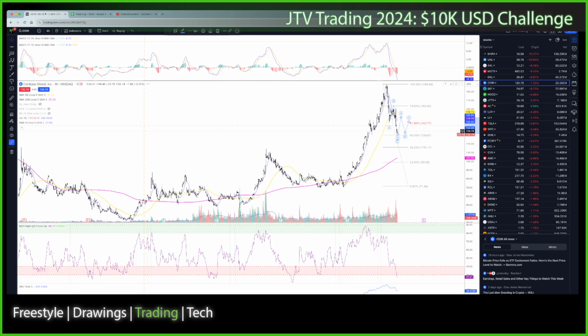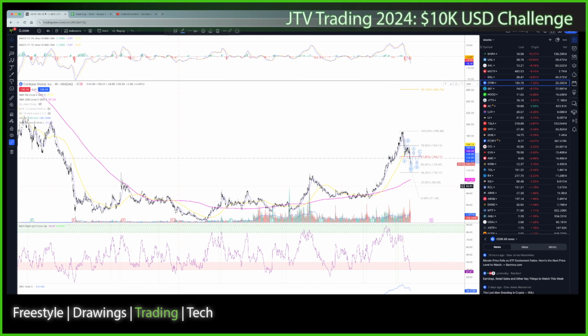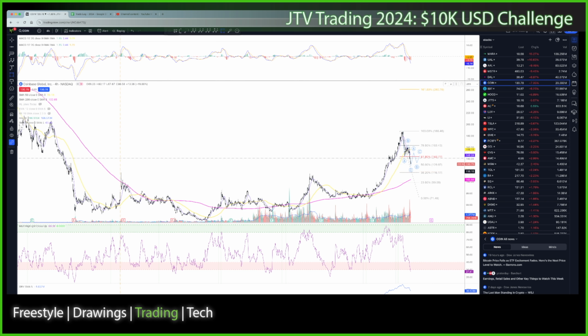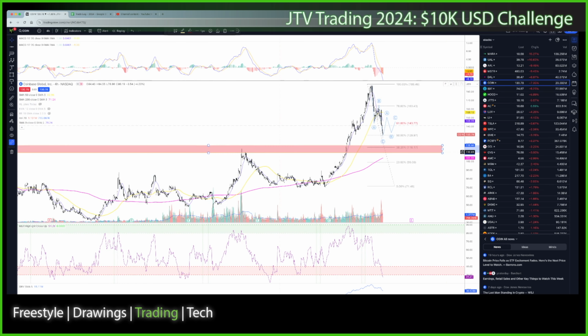the next sort of support is around this range right here, so we can just draw it. And this is just what I see, guys, so I'm not a guru or anything like that. But the next support is right there, right? So that's going to be a support.